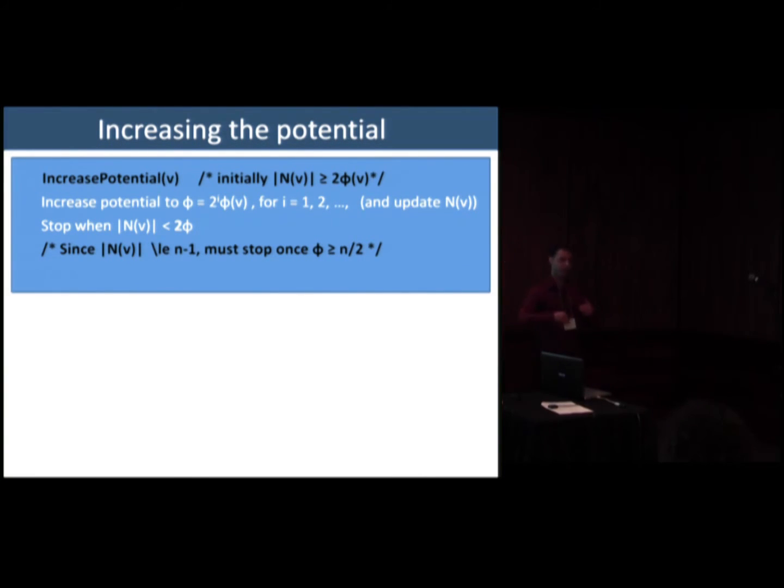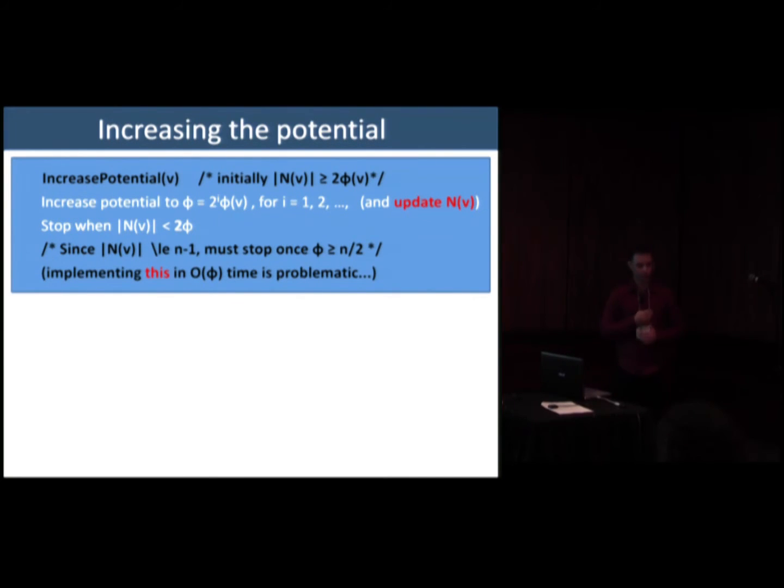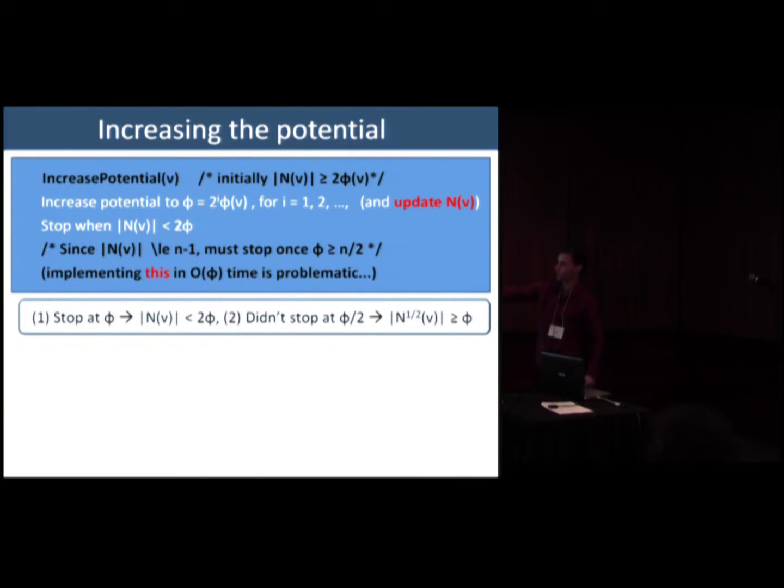So at some point, we'll stop, and there is a caveat here. Updating this set N of V as we increase the potential is highly non-trivial. I'm completely ignoring this now because I want to make an observation that is probably the key to the correctness of this algorithm. We did stop eventually, and when we stopped, by definition, we have this inequality. The size of the bigger set, N of V, is bounded by, let's say, order of phi.